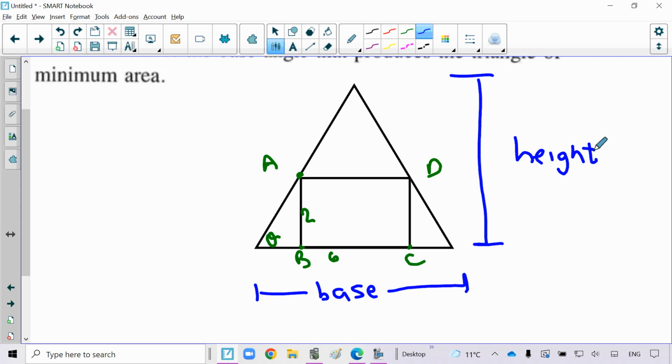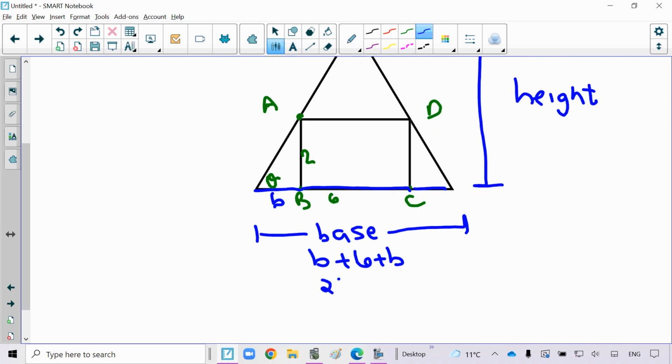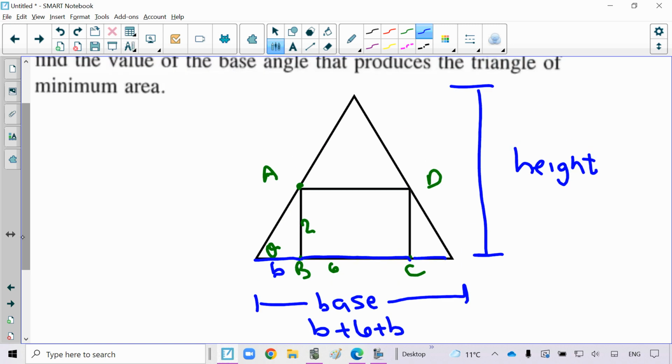So let's look at the base first. So I know for the base I have 6, and then I have these 2 little bases on either side. Those triangles will be equal on both sides. So my base is going to be, I'll call this a little b, little base plus 6 plus another little base, which is really just 2 little bases plus 6. That will be my base.